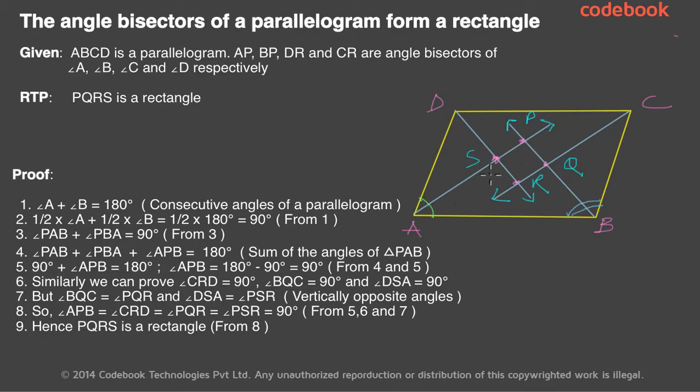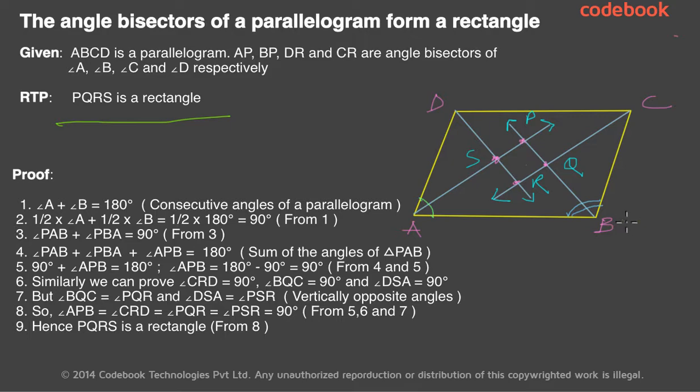So we have this AP, which is the bisector of A, and BP, which is the bisector of B, DR, the bisector of D, and CR, the bisector of C. These four bisectors intersect each other. We have to prove that the figure formed by the intersection of these four bisectors, PQRS, is a rectangle. So let's try to prove this.